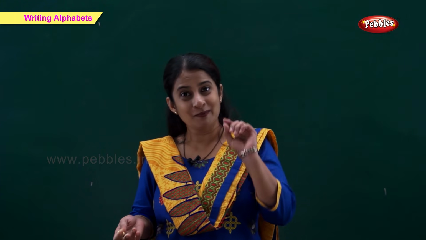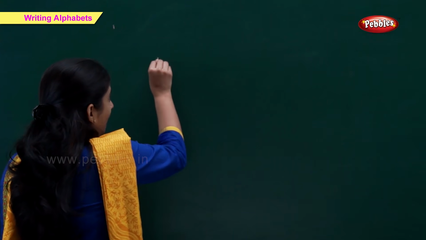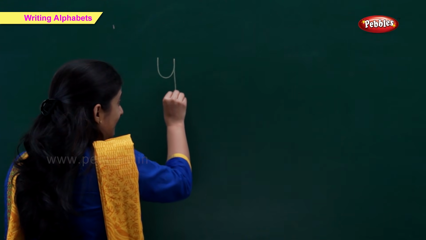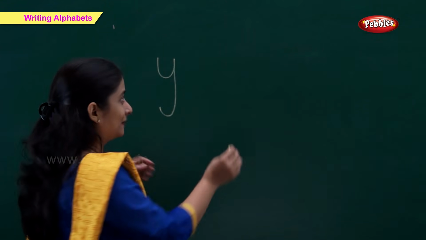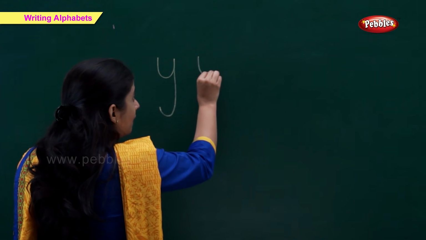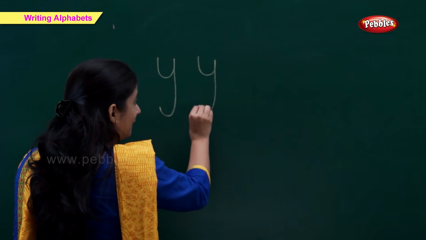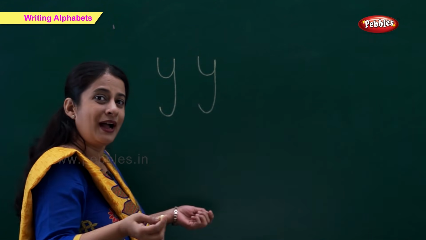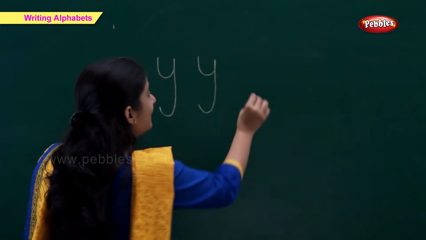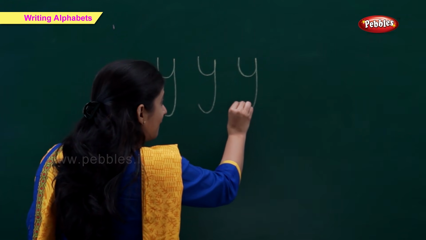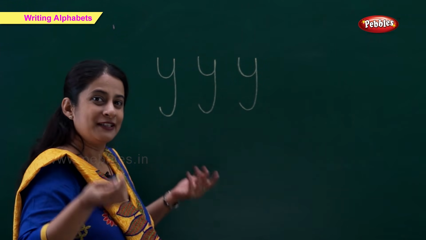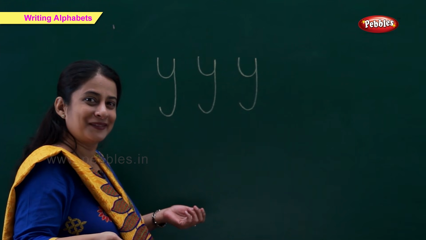Now we are going to write y, a small y. A curve joining by a standing line and a curve again makes y. Small y, again. A curve joining by a standing line and a curve again makes y, small y.